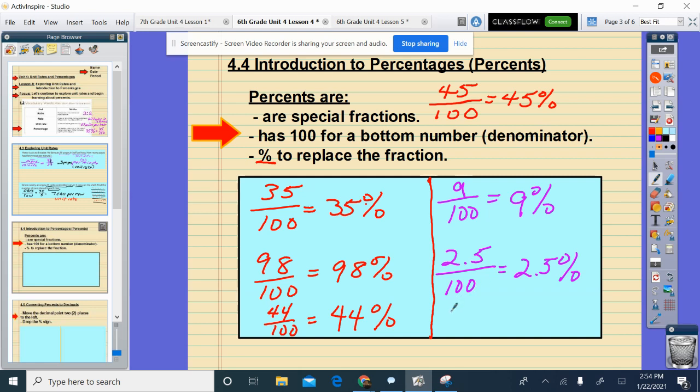And last but not least, 8%. Stop the video and write the special fraction for that. Okay, you should have gotten 8 over 100. So again, percents are special fractions that have 100 for the bottom number, the denominator, and then all we have to do is take away that denominator and write the percent sign to replace it.